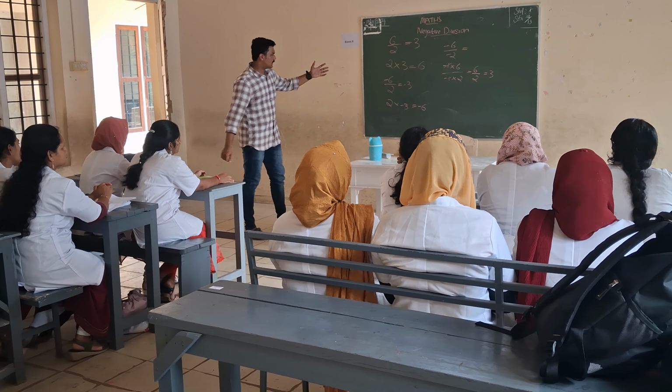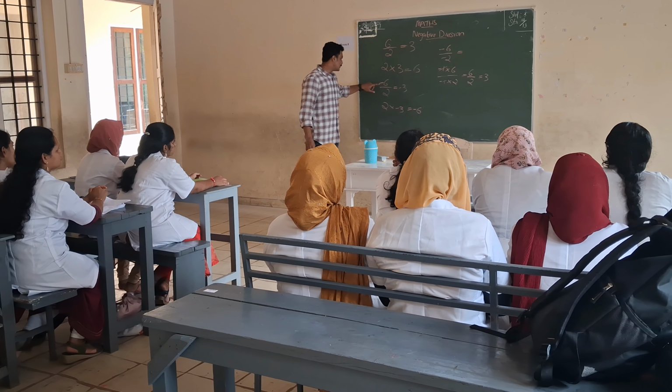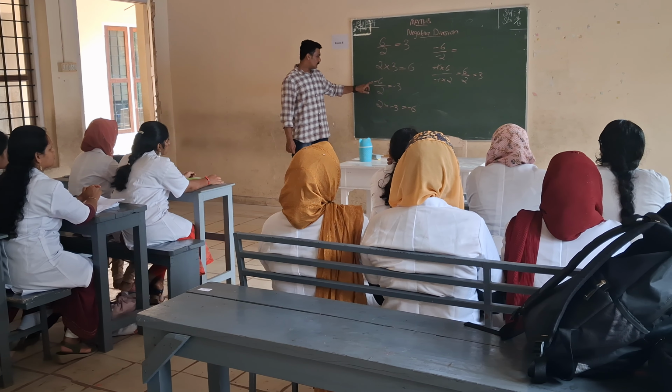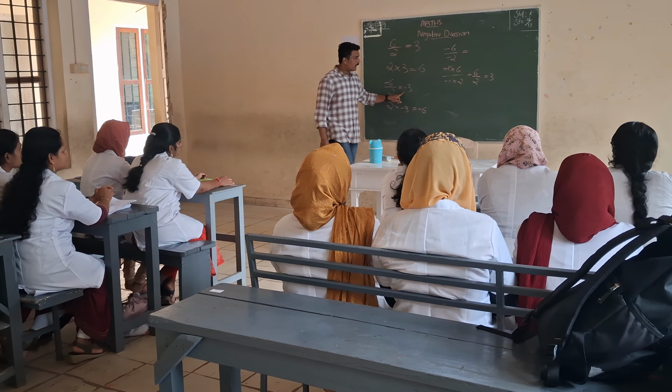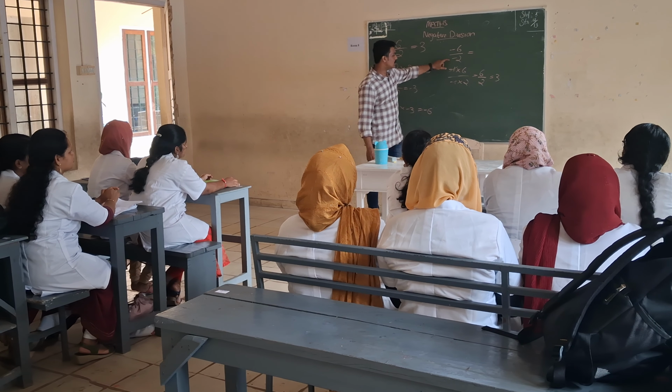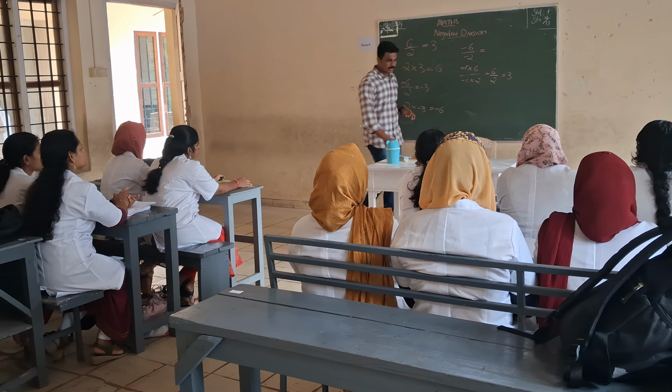So this is negative division. When we divide a negative number by a positive number, we get a negative answer. And when we divide two negative numbers, we get a positive answer. There are simply 3 rules in division. Okay?